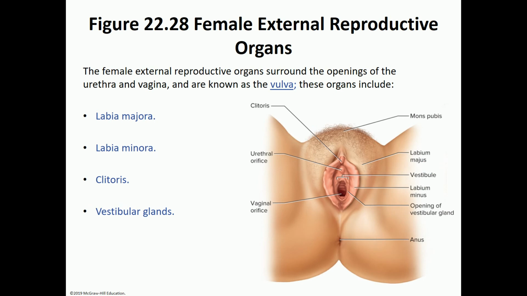Now for the external reproductive organs, you can see the urethra, and you can see the vaginal opening posterior to it. This area between the urethral orifice and the vaginal opening is known as the vestibule. This whole area is known as the vulva, and it's made out of the labia majora, the labia minora, the clitoris, and the vestibular glands. These vestibular glands are very small, and they are related to the vestibule.